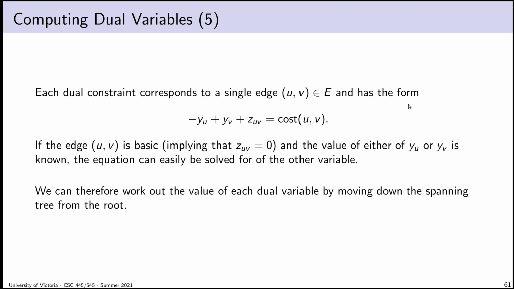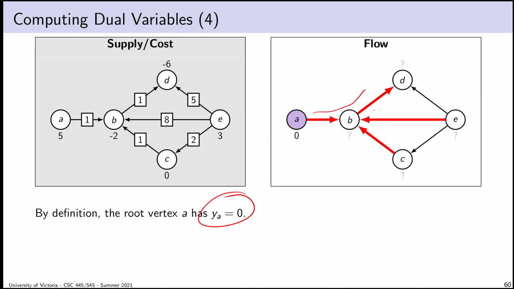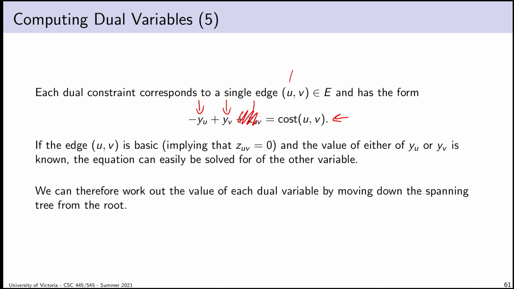So an arc from U to V will result in this constraint in the dual, which is the negative of the dual optimization variable for the source vertex, U, plus the dual optimization variable for the destination vertex, V, plus the corresponding dual slack variable for the arc, equals the cost. If the edge UV is basic, in other words, if I'm walking along the edges of the tree itself, then I know that all of the Z values have to be 0, so I can just ignore this.